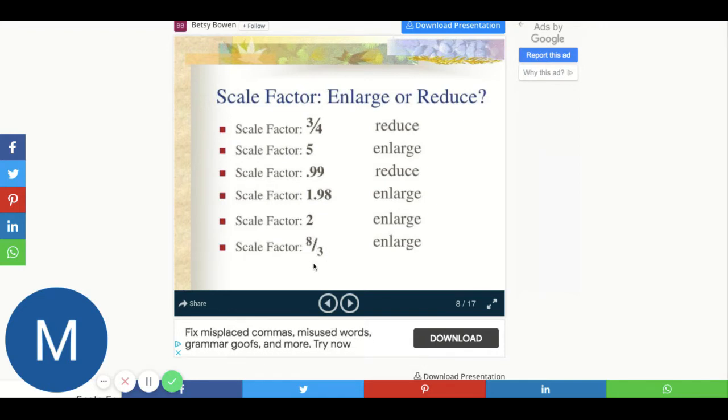Don't assume that just because it is a fraction that it is going to be reduced. With improper fractions, you have to figure out how many times the denominator goes inside the numerator. We know that 3 goes into 8 more than one time, thus giving us an enlargement.